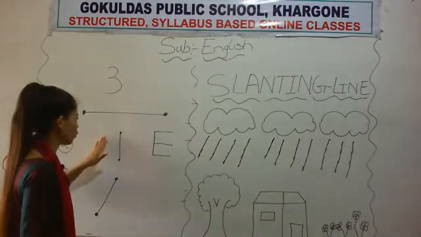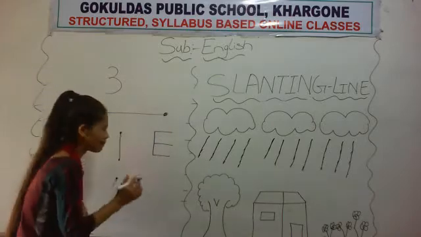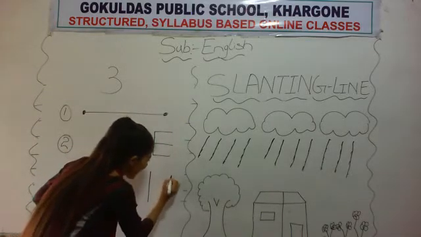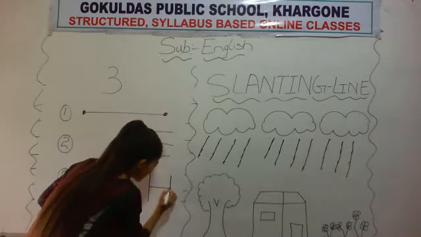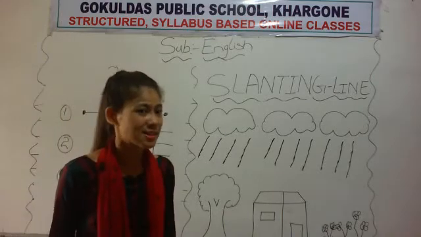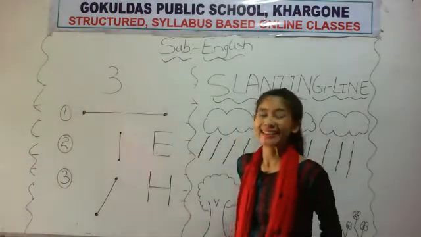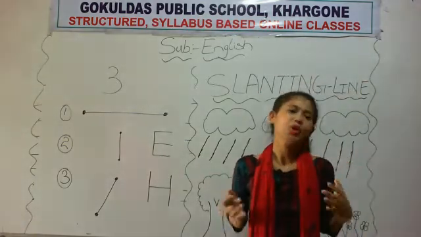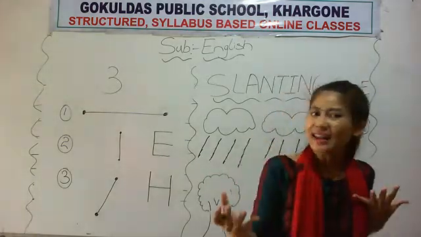Now again, with the sleeping line and standing line, we have learned one more letter. Standing line and sleeping line. Which letter is this? This is letter S. Always be clear about the concept of line first. Then only you will start writing letters.